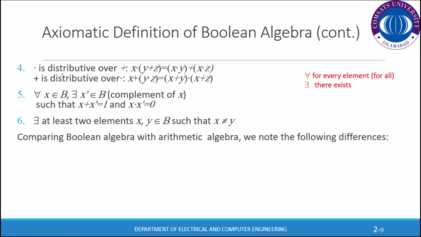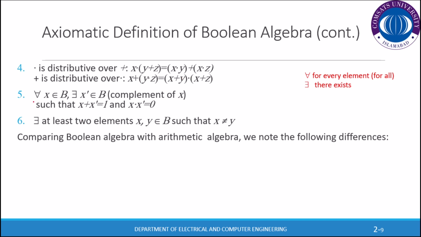Now, dot is distributive over plus, that is, if we have X dot (Y plus Z), it will give us X dot Y plus X dot Z. And plus is distributive over dot, which means that if we have X plus (Y dot Z), it will give us (X plus Y) dot (X plus Z).